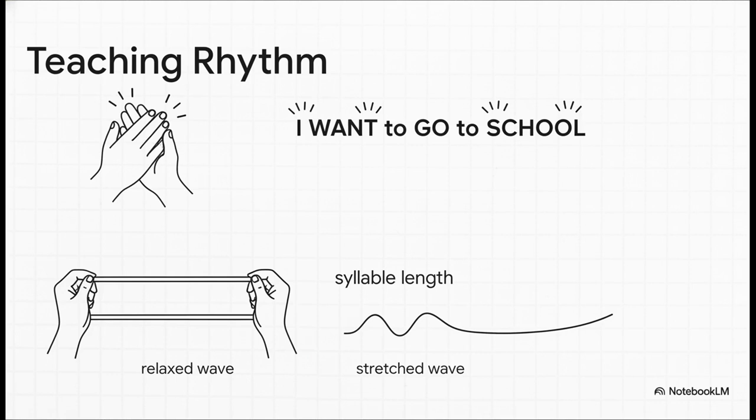Or there's the rubber band activity, which is just brilliant. You have students stretch a rubber band on the stressed syllables and let it relax on the unstressed ones. Doing these physical actions builds that rhythm directly into their muscle memory.